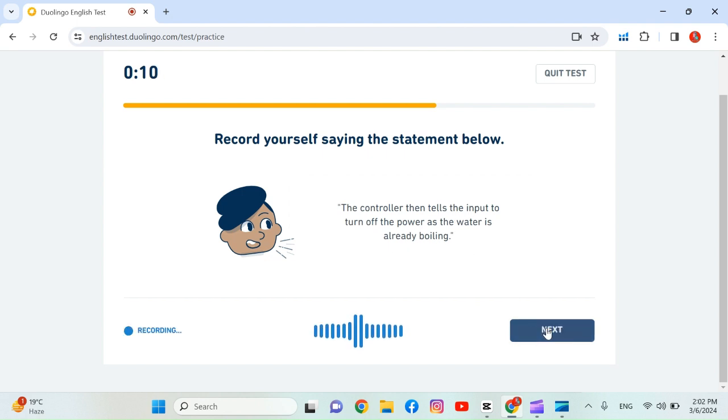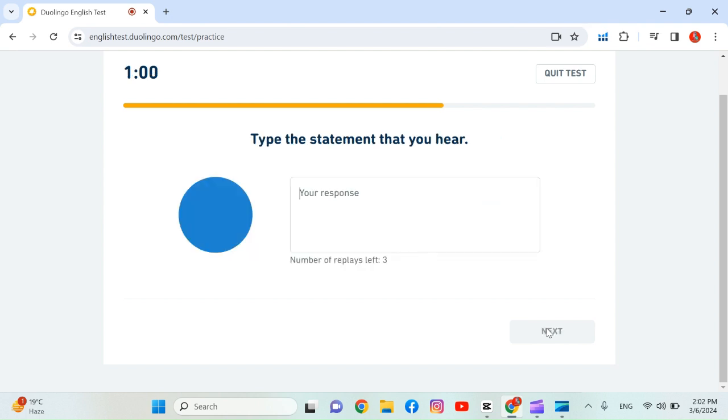The controller then tells the input to turn off the power as the water is already boiling. Next. They received praise for their good behavior.